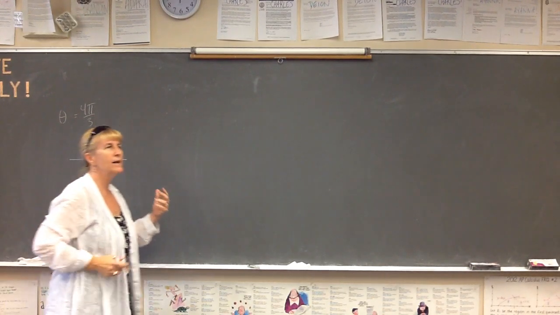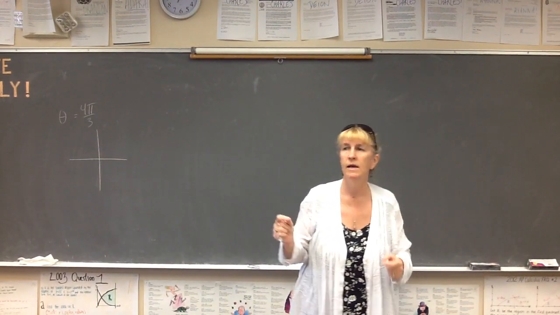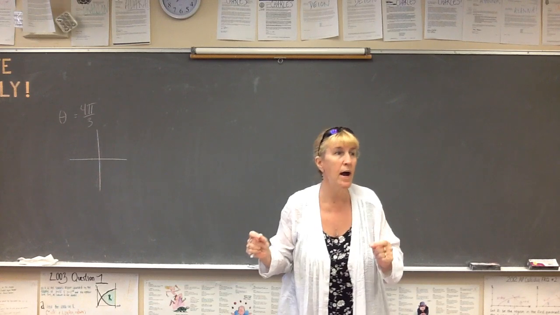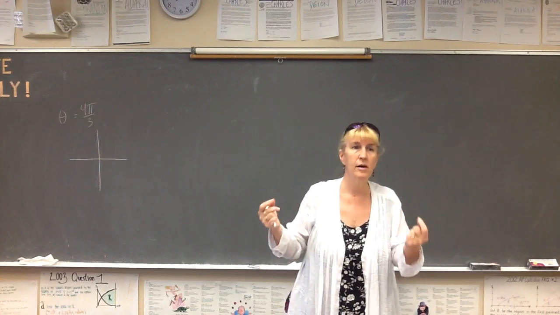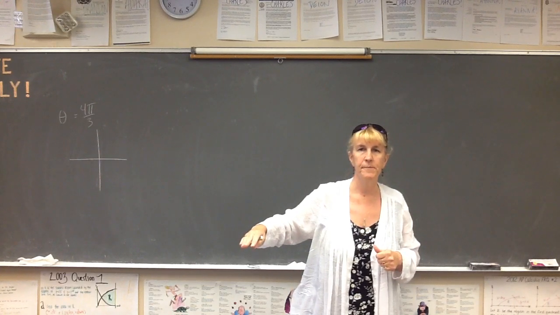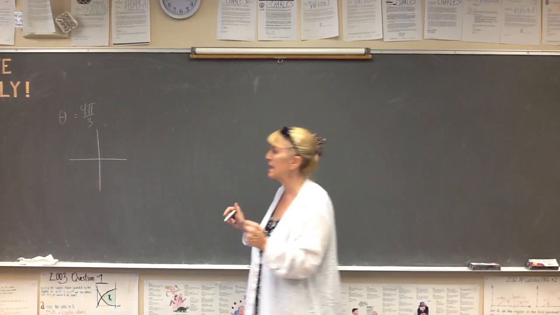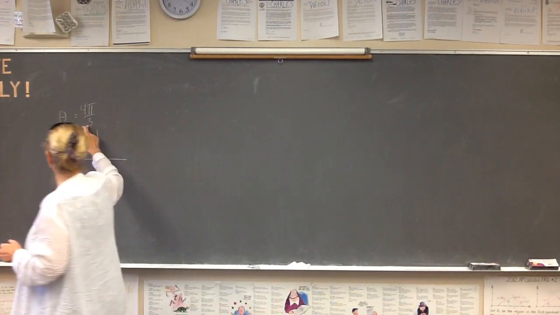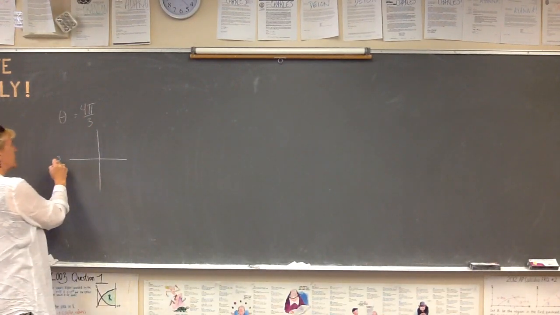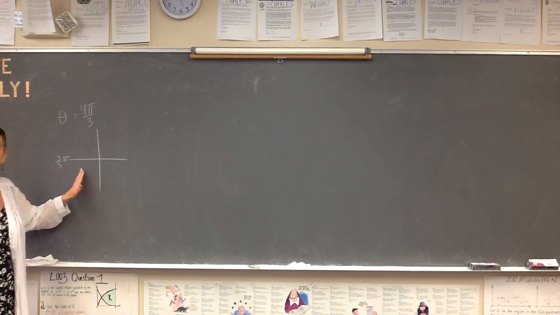Okay, and that's true. I want to hear you say that 4 pi over 3 is a little bit bigger than 3 pi over 3, which is just pi. So that means you're going past pi by just a little bit. So not measuring any angle measurements as far as degrees go or anything like that. I want you to think of 4 pi over 3 as being just a little bit past 3 pi over 3, which puts you into quadrant 3.